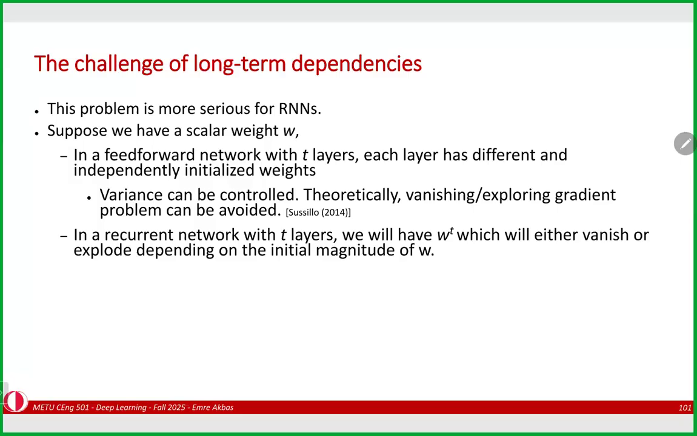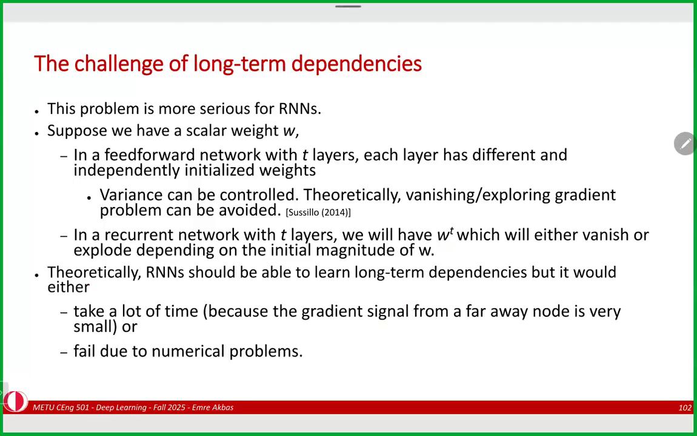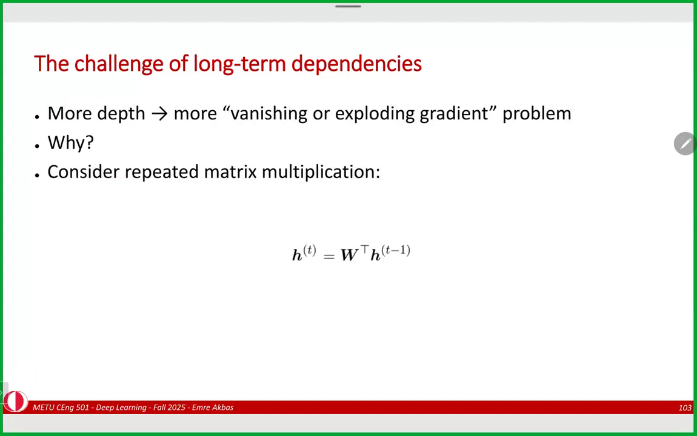But in a recurrent network with T layers, we will have W^T, which will either vanish or explode depending on the initial magnitude of W. I will show you mathematically. Theoretically, RNNs should be able to learn long-term dependencies, but it would either take a lot of time because the gradient signal from France to French gets very small or vanishes, or it will just fail due to numerical problems, going to 0 or very high numbers, not a number eventually, NaNs. Okay, why is this happening?